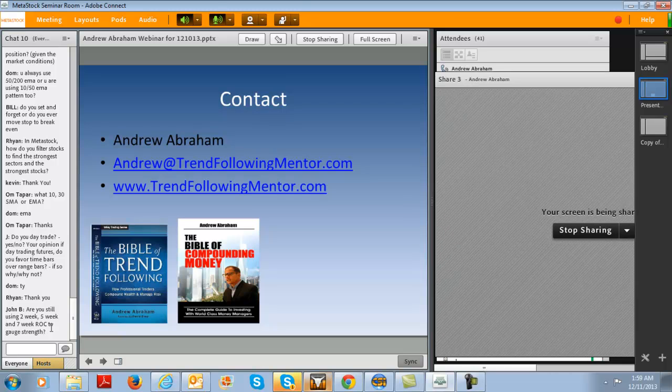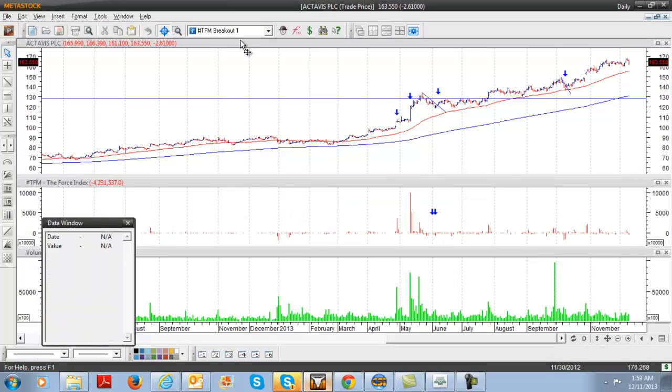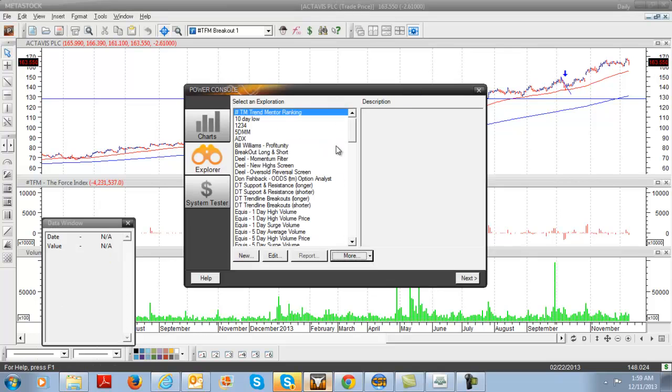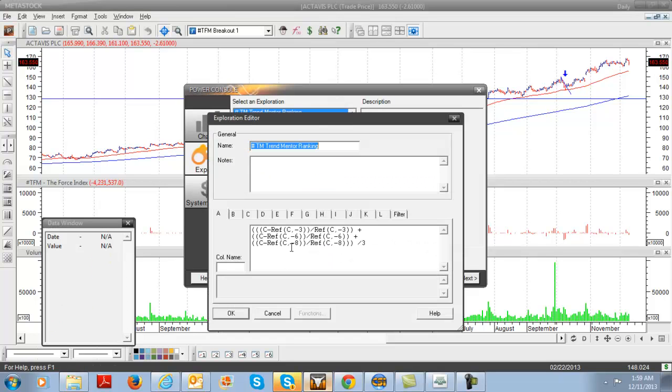John, are you still using 2, 5, 7 to gauge strength? Again, there's no magic number. Basically, edit. Here's 3, 6, and 8. You want to do 2, 4, 6? You can use anything. It doesn't matter. You can experiment with it a little bit and see what you feel most comfortable with. There's no magic to it.